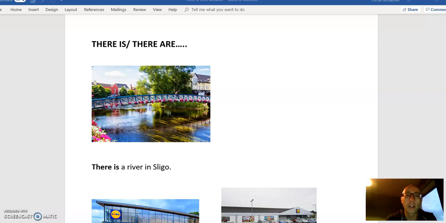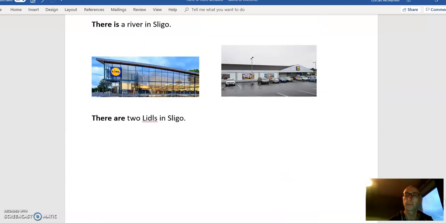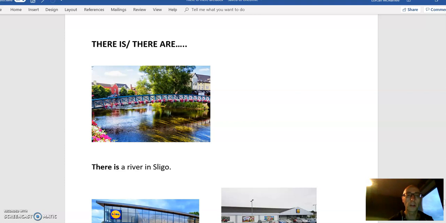So very quickly and very simply, we use there is to talk about one thing. So here we can see there is a river in Sligo. Again, there is a river in Sligo here.